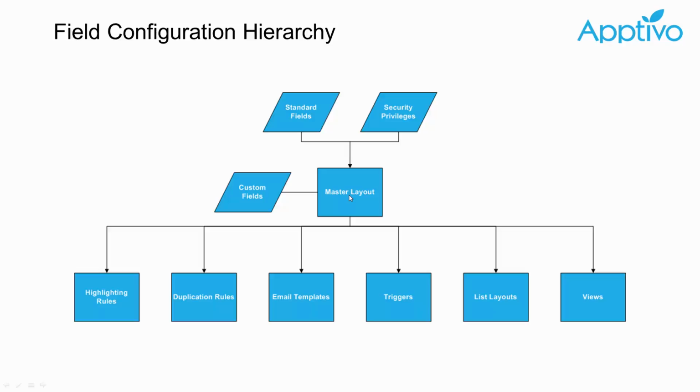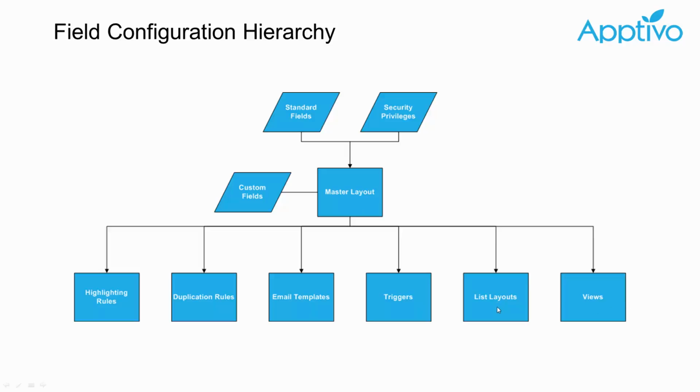Otherwise, the only thing that really feeds into the master layout is the security privileges. If you want to apply security over individual fields to restrict them, then first you have to create the privileges, then we can come into the master layout and assign those privileges to certain fields. But other than that, you can see basically all the other features inside of an application are driven by the master layout. I just want to quickly call out a couple of these key ones.